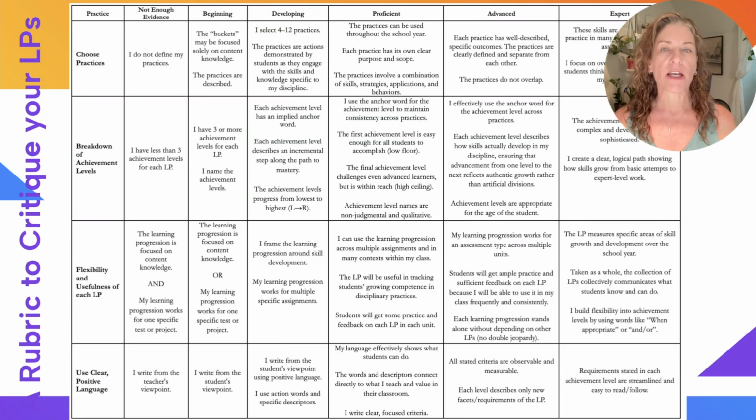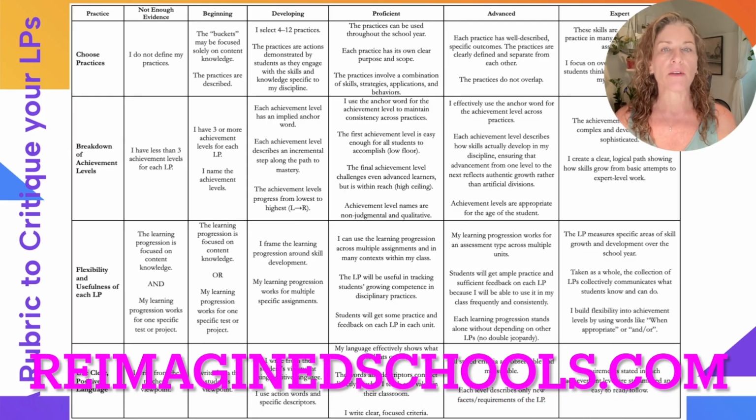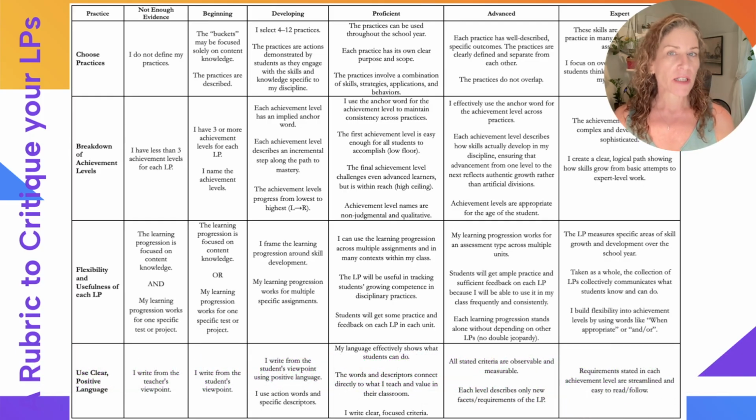I created this rubric to help you evaluate your learning progressions from not enough evidence to expert for each of the four practices. You can read across the rows to see what stronger, clearer, or more flexible versions of that practice looks like. Feel free to go to my website at reimagineschools.com to download it for free. Do you have your own set of LPs out? As I walk through each row, review your own rubric, asking yourself which description best matches what I've written. What would need to change to move to the next level? You might find that you're at different levels in different rows. Completely normal. Growth is always the goal.